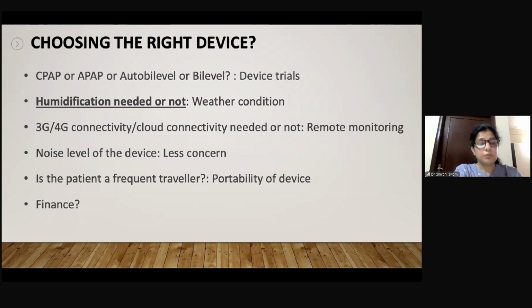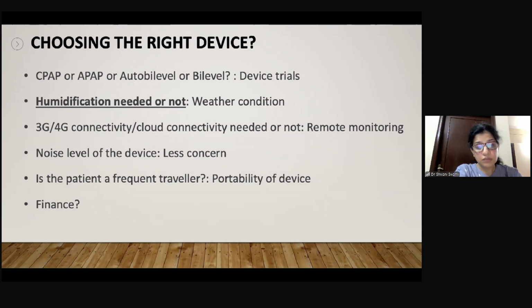Noise levels of the equipment are usually not much of a concern to the patient, but very often are a huge concern to the bed partner. Especially with the newer equipment, the noise levels, although not much, become a matter of concern if the patient has a huge mask leak. We also need to ascertain if the patient is a frequent traveler, in which case sometimes they may actually need to buy even a portable device. So these are things that we must really keep in mind.